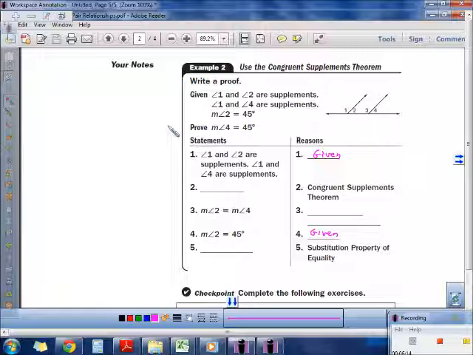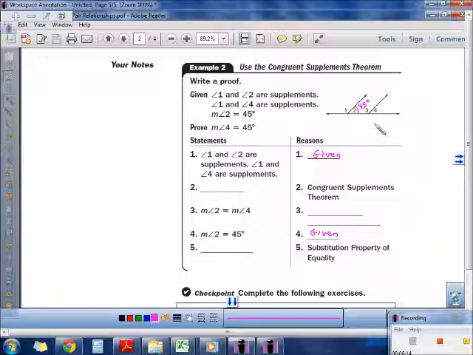A lot of times we need to make sure that our given information matches what is drawn in the picture. Let's do that. 1 and 2 are supplements. Yeah, they add up to 180. 1 and 4 are supplements. 1 separated from 4, but I could see how they still add up to 180. And they say angle 2 is 45. Do they have that noted on the picture? No, so let's write that in. That angle right there is 45 degrees. It's a given, so we can write it in there.